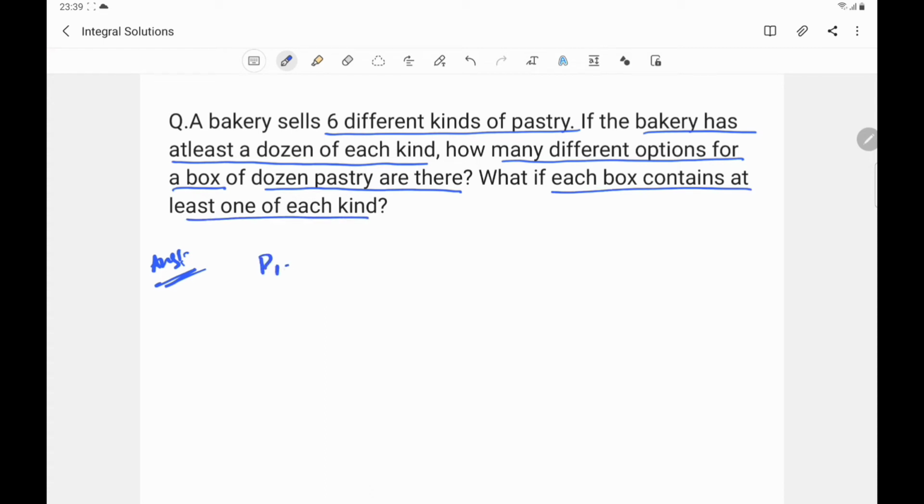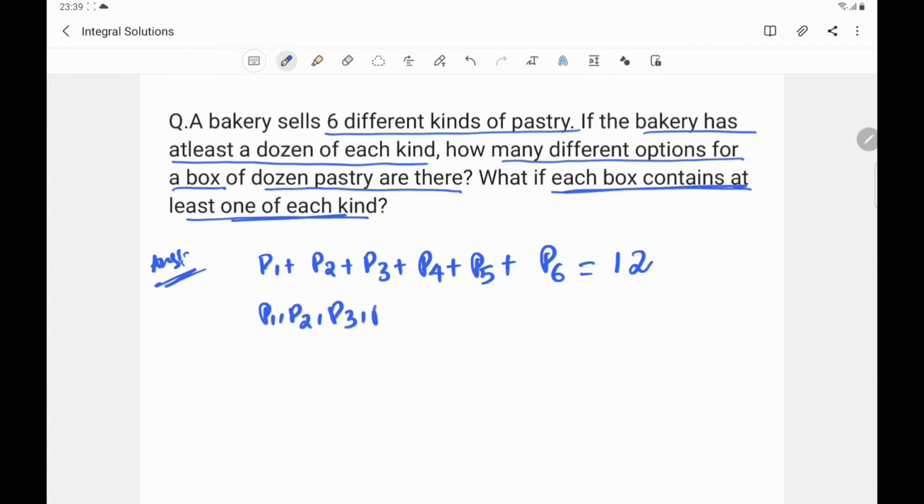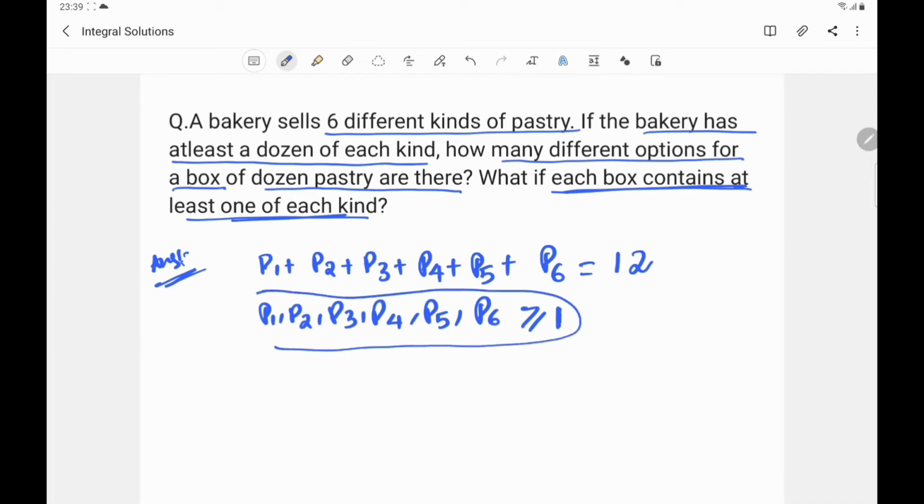So 6 different kinds of pastry, P1 plus P2 plus P3, and so on, P4, plus P6, and we need to place it in a box which contains 12 pastries. Given that each box contains at least one kind of pastry, that means P1, P2, P3, P4, P5, P6 are greater than or equal to 1, because each box must contain at least one of each kind. So this is the condition that is given.